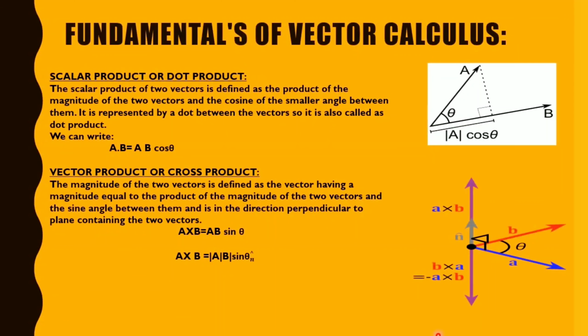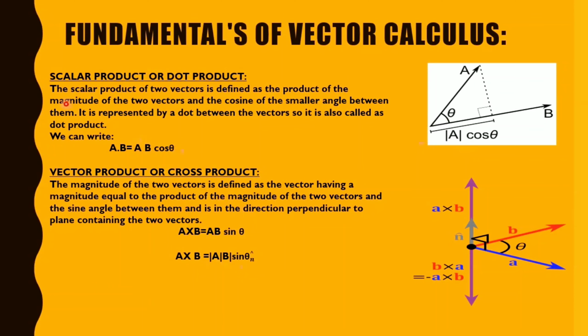Now we will learn about the scalar product, or dot product. The scalar product of two vectors is defined as the product of the magnitudes and the cosine of the smaller angle between them. So this is the A vector, this is the B vector. The angle is represented by cos theta, and the opposite will be the vector product, which uses sin theta, and this is known as the cross product.